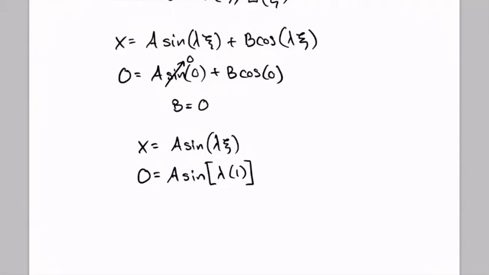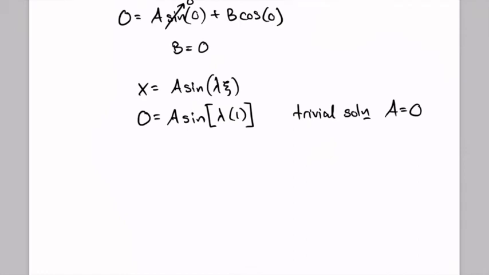And the trivial solution is that a equals 0. This is not a good solution because it would mean we lose all of our c dependence for temperature, and temperature clearly depends on the x position. So we don't want to use the trivial solution. Instead, we'll use this boundary condition to solve for lambda.